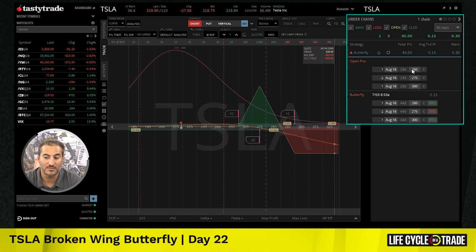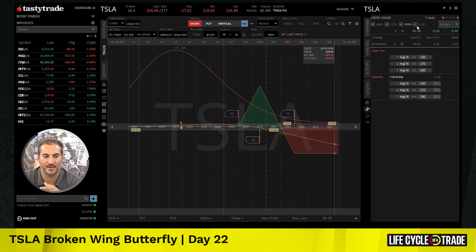We could close the position right now for about 30 cents, which would be a total net profit of $44 here. But I'm going to make a little bit of an adjustment here that will give us a lottery ticket type position. So you can see the risk profile here on a broken wing butterfly. We are long this call spread, so we are long the 260 275 call spread, and we are short the 275 300 call spread. So we're short a wider call spread.